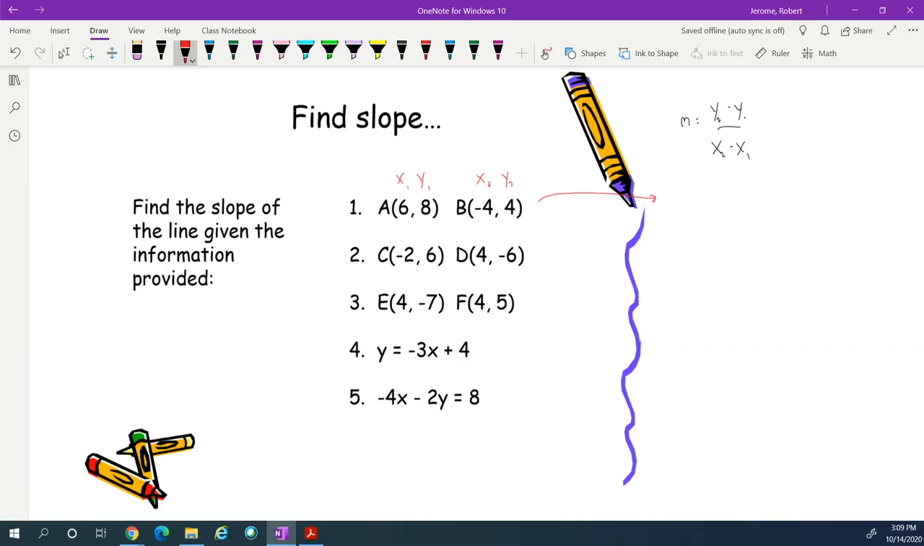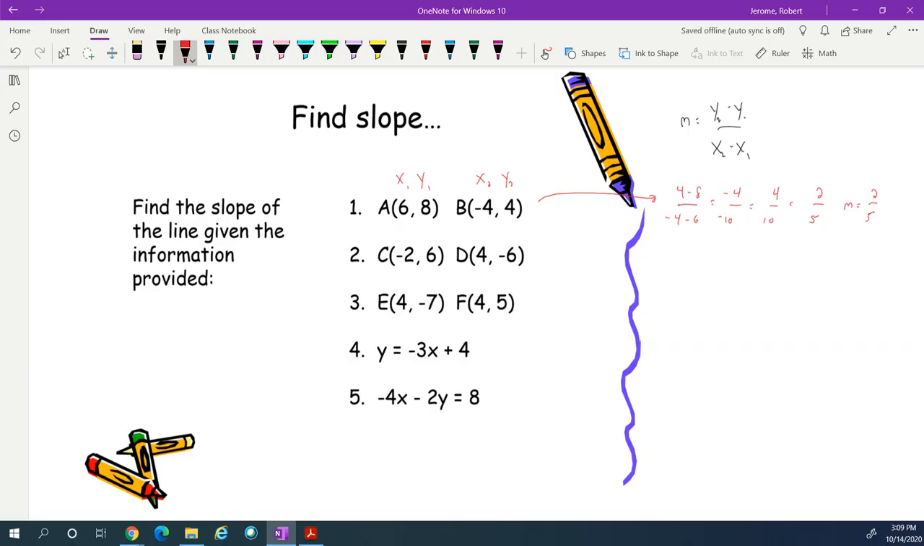y2 minus y1 is 4 minus 8. x2 minus x1 is negative 4 minus 6. So we have a negative 4 over negative 10. Well, the negative over negative cancels out. And then we reduce to 2/5. So m equals 2/5. That's telling us that if we plotted those points, we would get an uphill line.